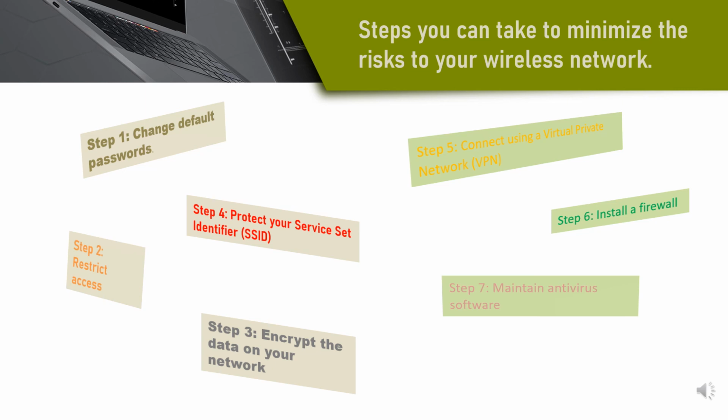Step 6. Install a firewall. Consider installing a firewall directly on your wireless device, as well as on your home network. Hackers who can directly tap into your wireless network may be able to get into your network firewall. A host-based firewall will add a layer of protection to the data on your computer.